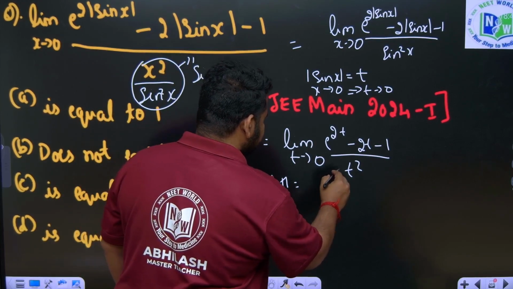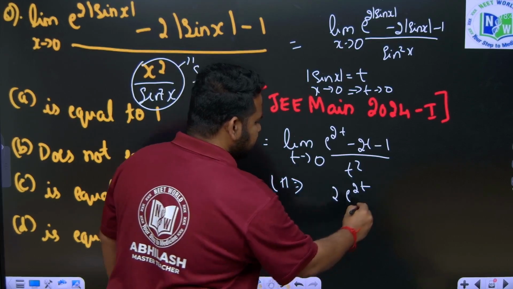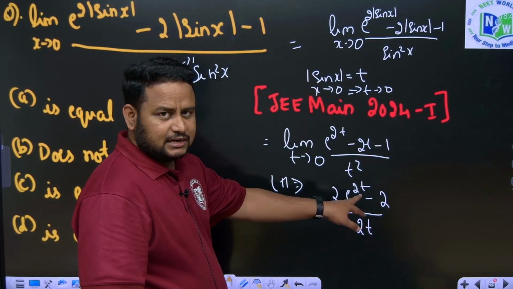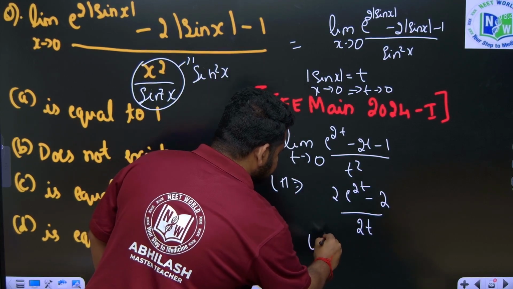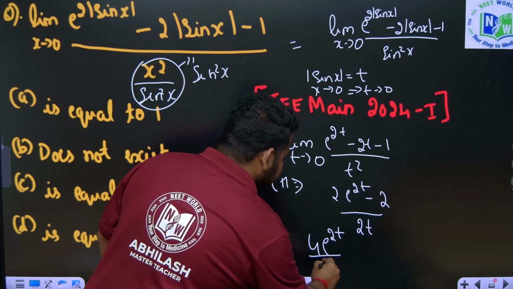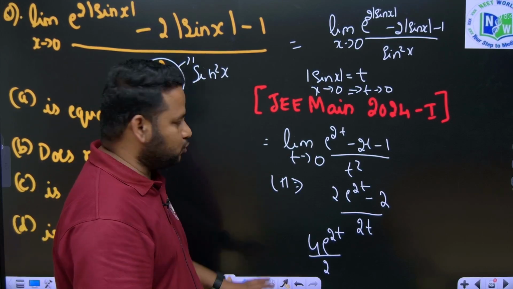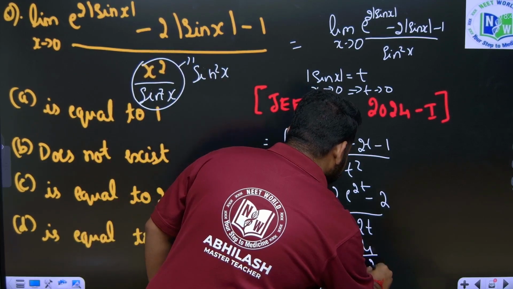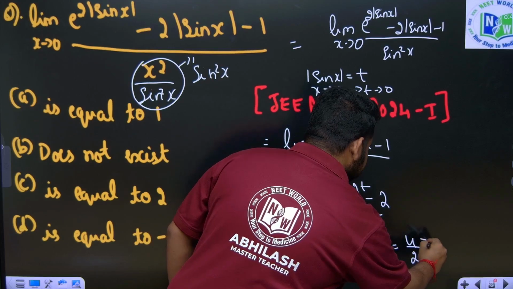If I apply L'Hôpital's rule, this will become (2e^(2t) - 2) divided by 2t. Again I'll get 0 by 0 form, so let me apply L'Hôpital's rule again. This will become 4e^(2t) divided by 2, since the derivative of 2 is 0. Now if I put t equal to 0, I'll get 4 by 2 into e^0, that is nothing but 4 by 2. The value is 2. The answer is 2.